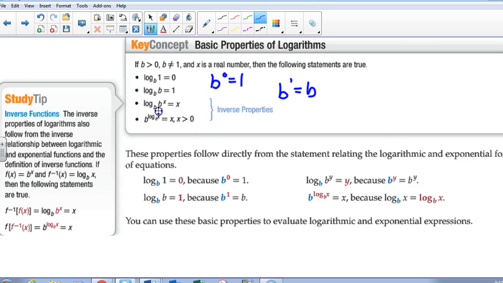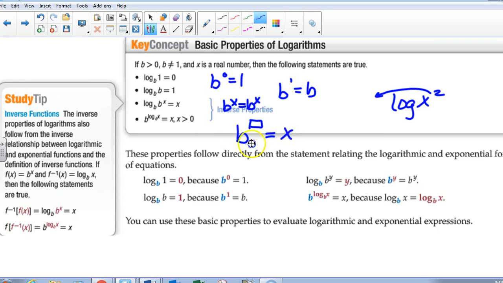This is a little more confusing. The easiest way for me to explain this is you guys remember this property from last year. When you have this, you can move the 2 out in front. Okay. So this is kind of the same thing as that one. Otherwise, if you rewrote this, it would be b to the x equals b to the x. Does that make sense? So this has to be just x. And b to the power of the log base b of x. Okay, I'm just going to leave this alone for a minute.